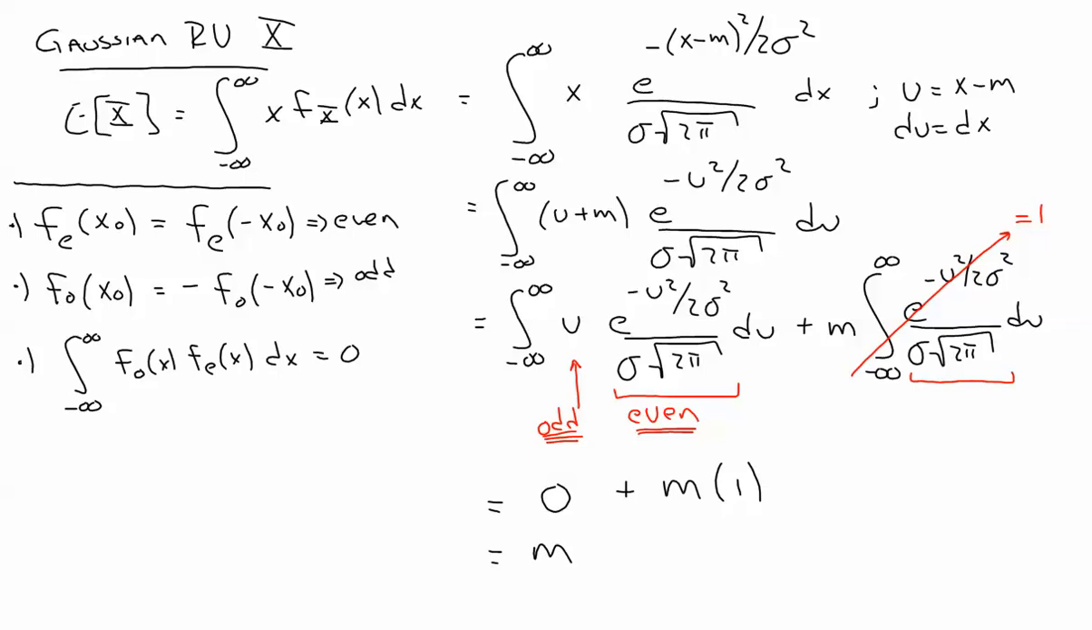and that's just m. So on the previous page, we sort of reasoned out that the mean value of a Gaussian random variable was m, but we proved it now from first principles. Okay? All right. What about the variance of a Gaussian random variable?